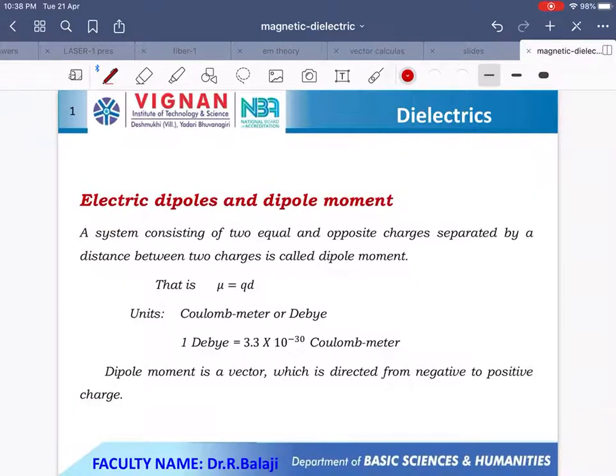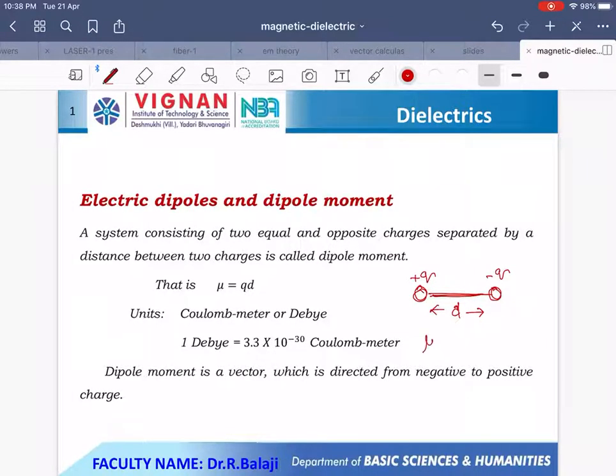Now, what is meant by electric dipole and dipole moment? Let us consider two charges, one plus q and the other minus q, separated by a particular distance, say d. Such an arrangement is called an electric dipole. In an electric dipole, two equal and opposite charges are separated by a fixed distance.